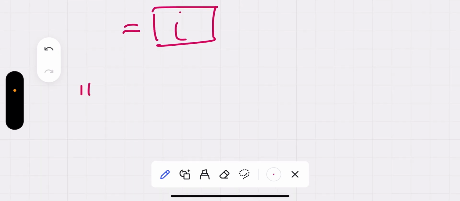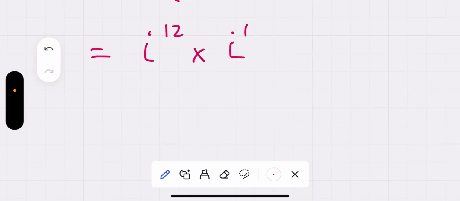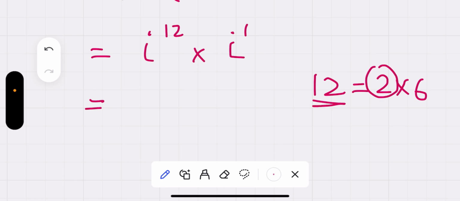Second part, we have iota power 13. Okay, again we shall split into even and odd because we need even power. So iota power 12 and iota power 1. This is the only possibility we can write. Now we shall break 12. Since 12 is equals to 2 times 6, we must write the number in terms of 2. So iota power 12 is equals to iota square whole power 6 times iota power 1.